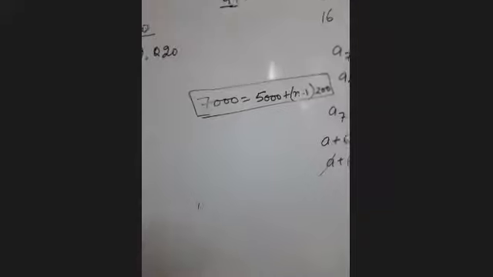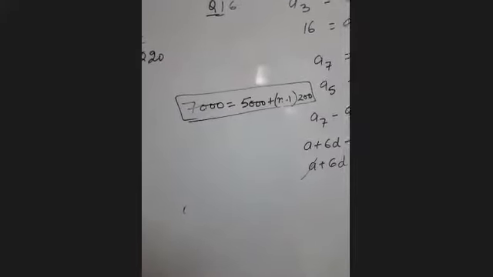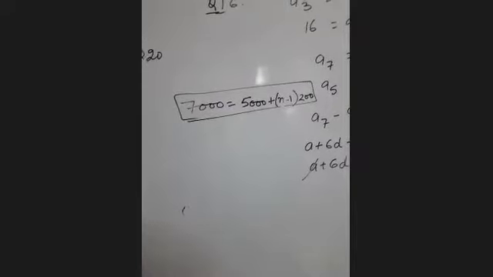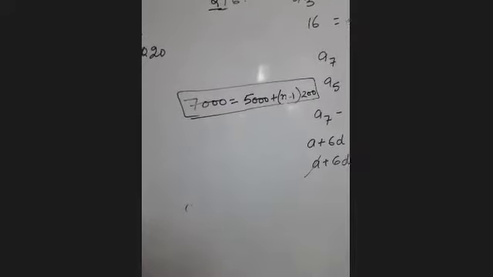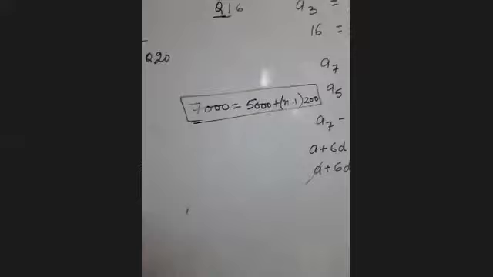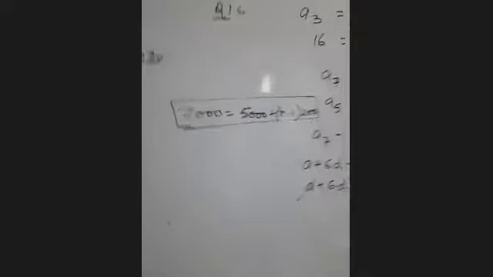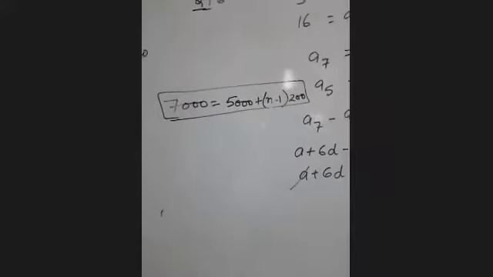Question number 20 says, Ramkali saved ₹5 in the first week of a year and then increased her weekly savings by ₹1.75. If in the nth week her weekly savings become 20.75 rupees, then find n. Very simple. The same way, questions 19 and 20 are the same.